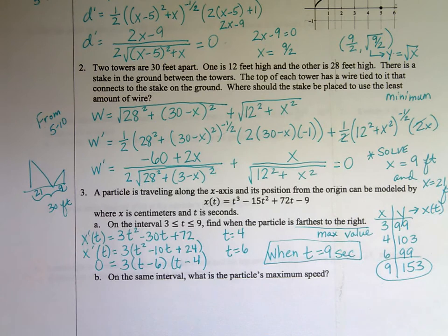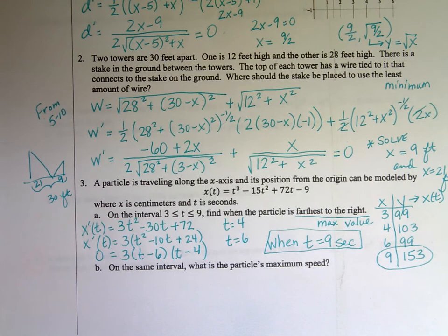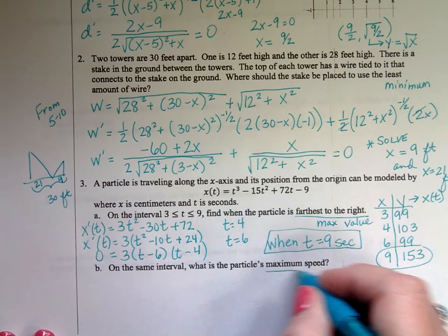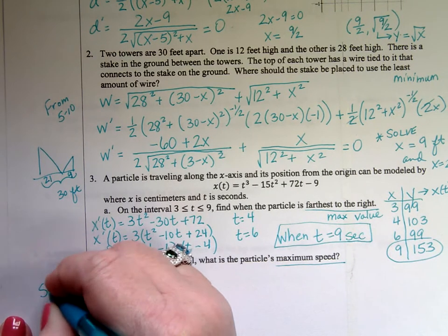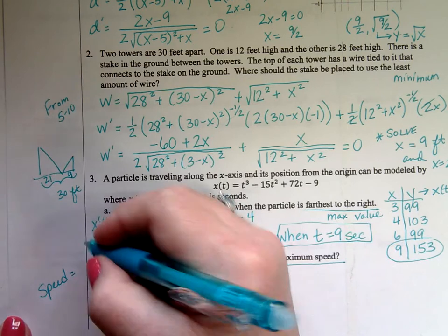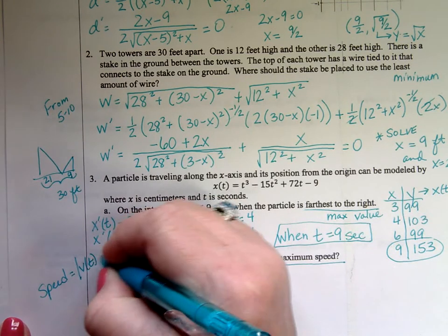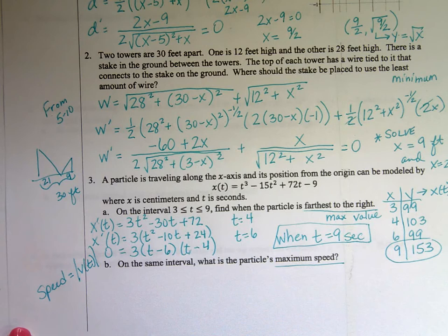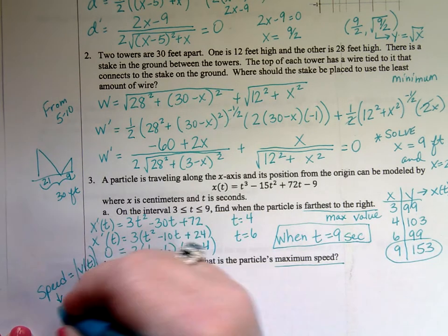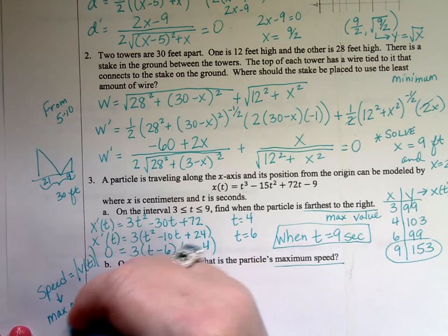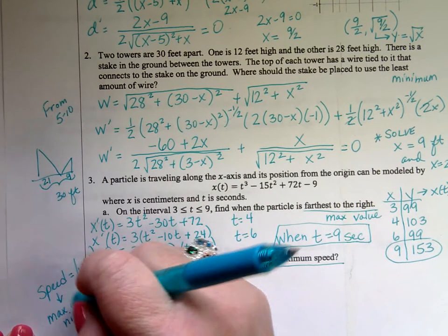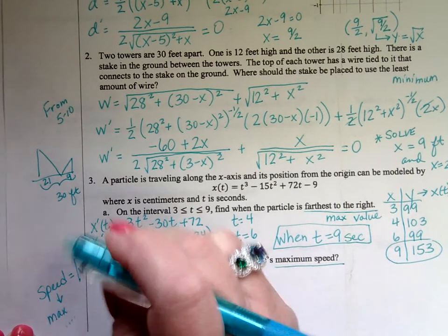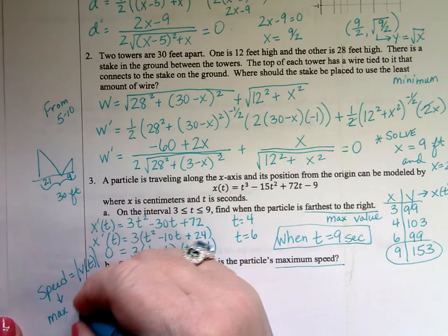t equals 9 seconds. On the same interval, what is the maximum speed? Now, maximum speed, I've got to think about this a little bit. First of all, speed equals the absolute value of the velocity. I think you remember that. Speed is the absolute value. So what I'm looking for is the maximum, in this case. I'm just going to leave it as max of v of t.